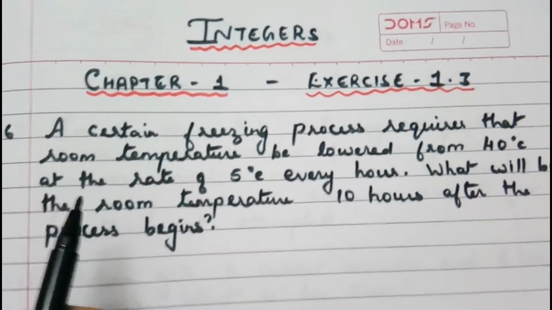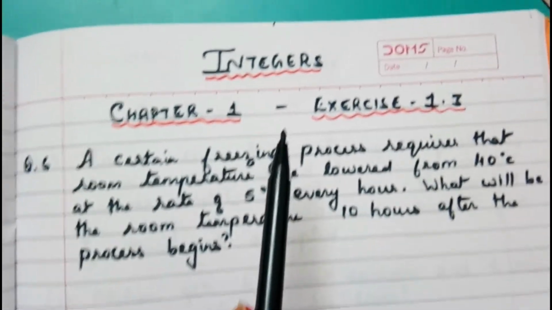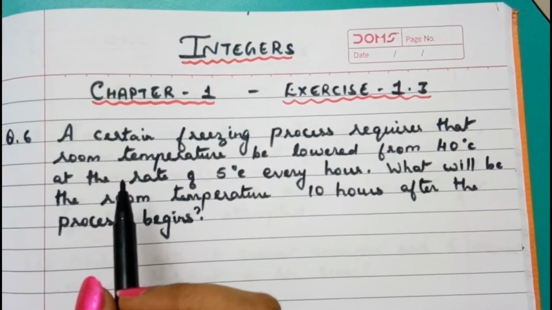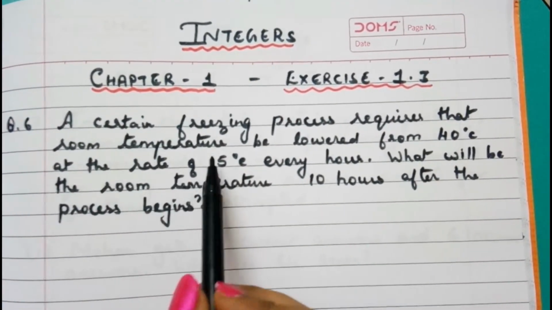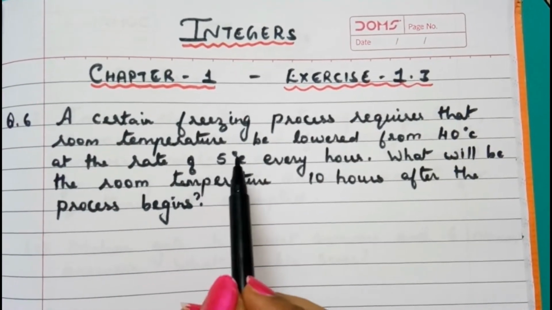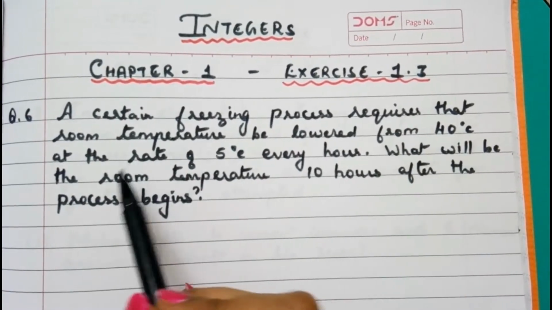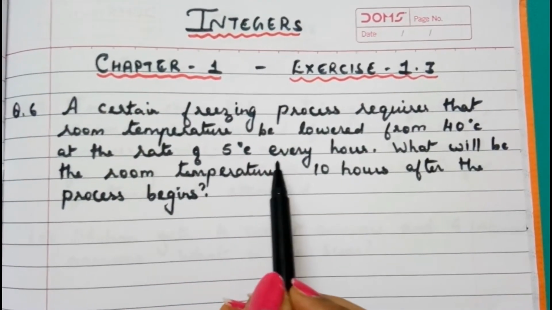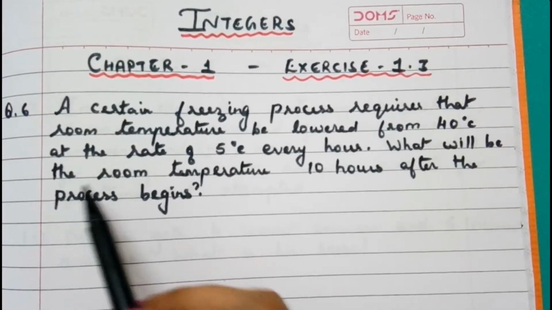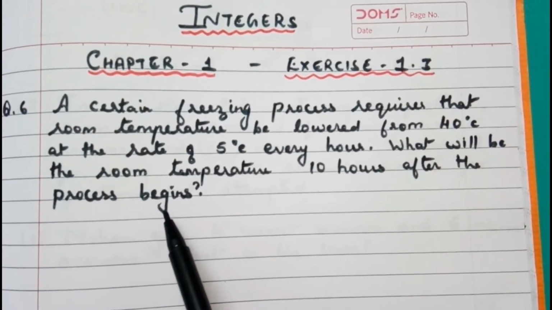Today we'll start with question number 6 of exercise 1.3, chapter 1, which is integers. Question number 6 is a word problem and the question is, a certain freezing process requires that room temperature be lowered from 40 degrees Celsius at the rate of 5 degrees Celsius every hour. What will be the room temperature 10 hours after the process begins?